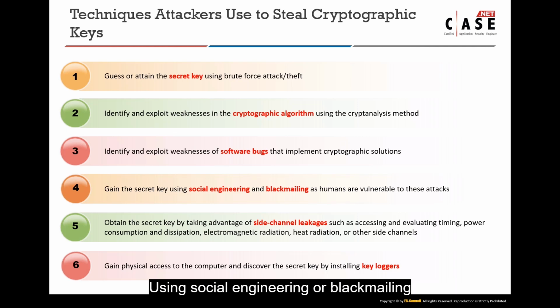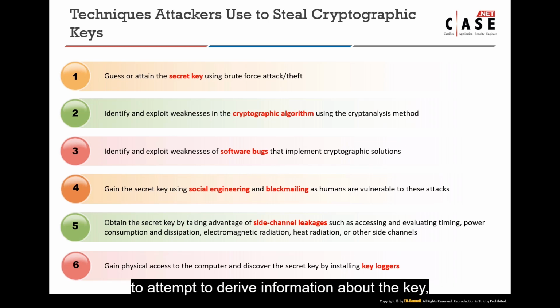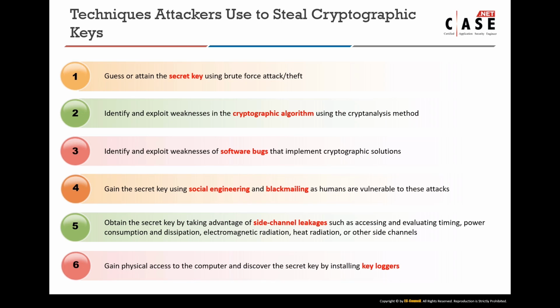Using social engineering or blackmailing to get information from someone, to get their password, to get their key. Using what are called side channel attacks. Now, these are very obscure attacks, not likely to be usable by most people. They're looking for things like electromagnetic radiation from cryptographic devices, when key exchange occurs, to attempt to derive information about the key. A very obscure attack, but it is possible.